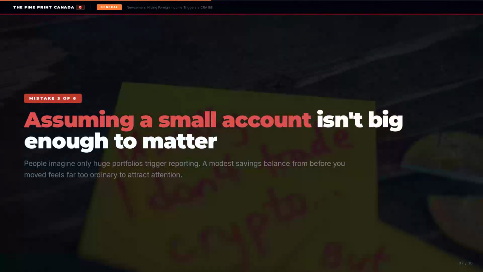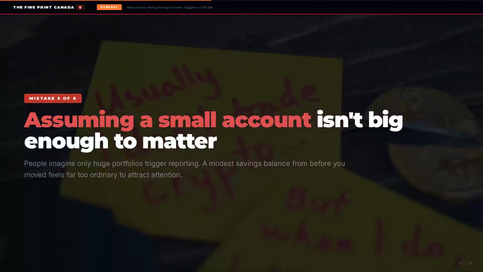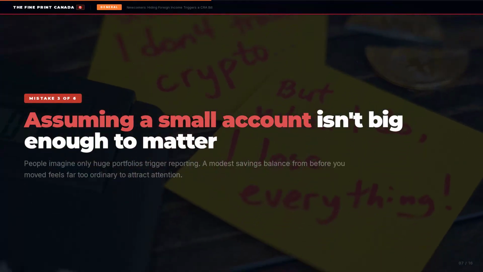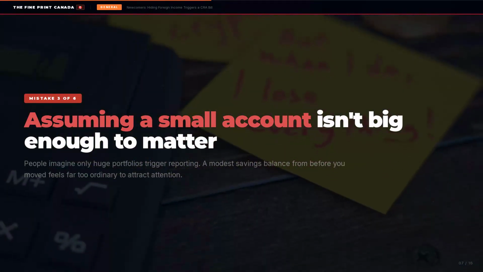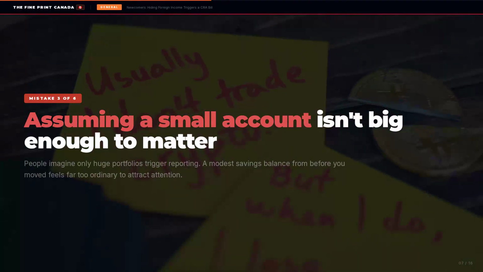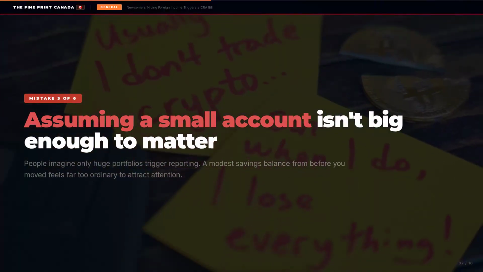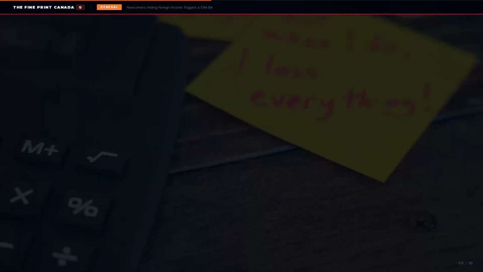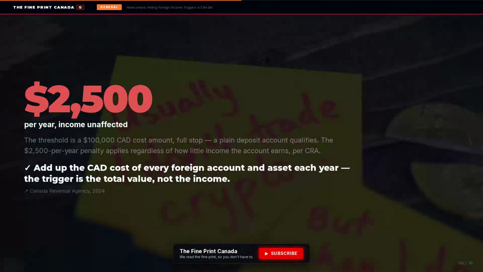The third mistake is assuming your account is too small or too boring to matter. People picture reporting rules aimed at millionaires with offshore trusts, not an ordinary savings balance they had before moving. But the T1135 threshold is based on the cost of your property, not on how much income it earns or how fancy it looks. The cost of that assumption is real.